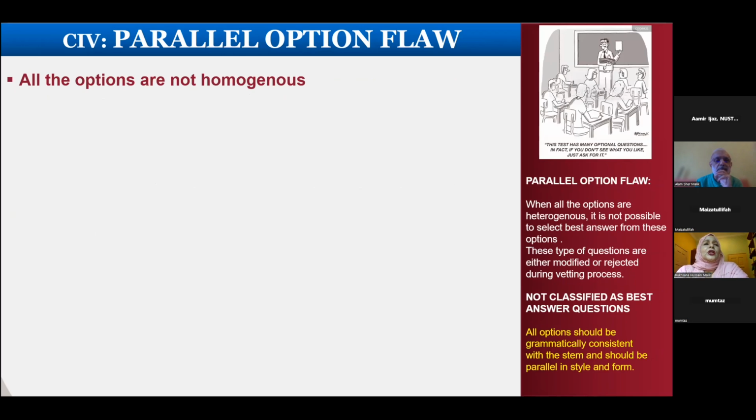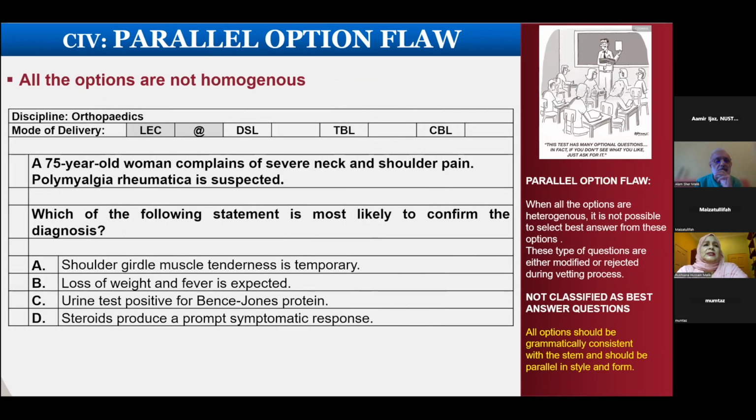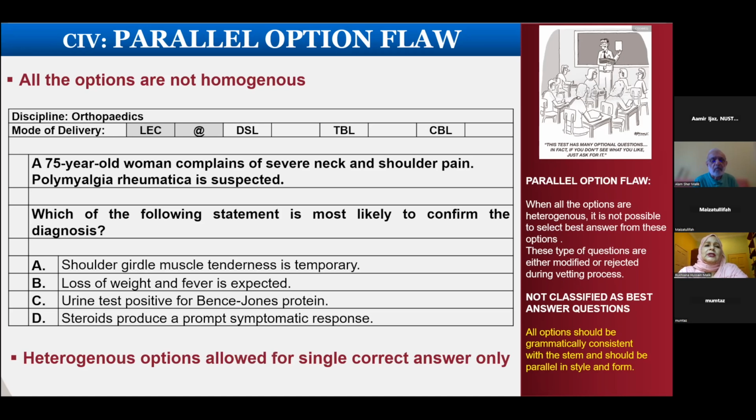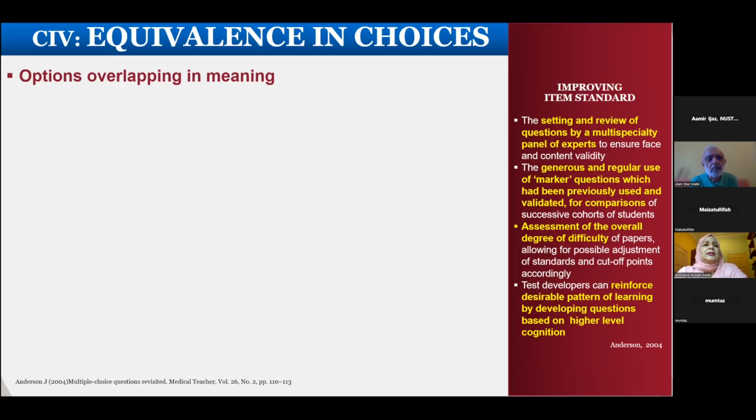All the options are not homogeneous. If you look at this question, all the options A, B, C, and D are all different. So they are not on the same parameter. They are not testing the same thing. So you cannot find which one is the best in this question. So these types of questions are totally not allowed. Heterogeneous options are allowed only for a single correct answer question, and that is also very rarely.